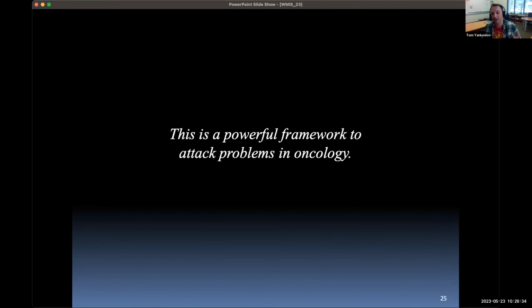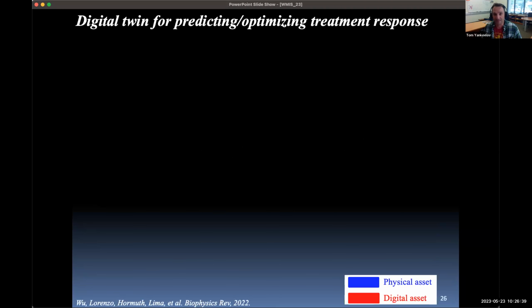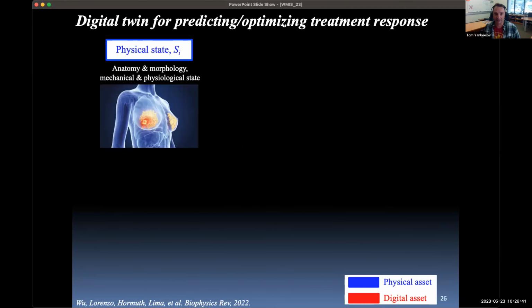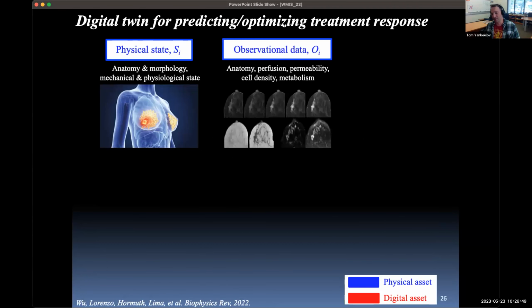But this is a really powerful framework to attack problems in oncology. So here's an example of how this might play out in the case of breast cancer. Here, you have the physical state. The patient presents with whatever their anatomy and morphology is and whatever their physiological and mechanical state is. You can take a bunch of measurements. We work a lot with imaging, of course, and so we take a lot of imaging data, but it could be anything else, any kind of measurements you want.